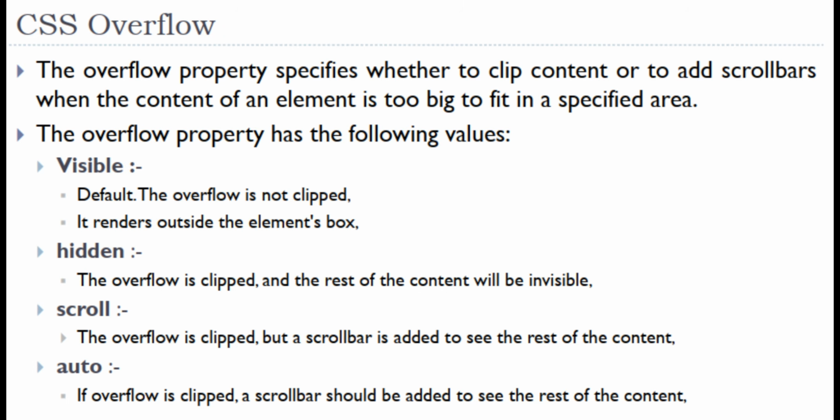CSS overflow. The overflow property specifies whether to clip content or to add scroll bars when the content of an element is too big to fit in a specified area. The overflow property has the following values: visible - default. The overflow is not clipped, it renders outside the element's box. hidden - The overflow is clipped and the rest of the content will be invisible. scroll - The overflow is clipped but a scroll bar is added to see the rest of the content. auto - If overflow is clipped a scroll bar should be added to see the rest of the content.